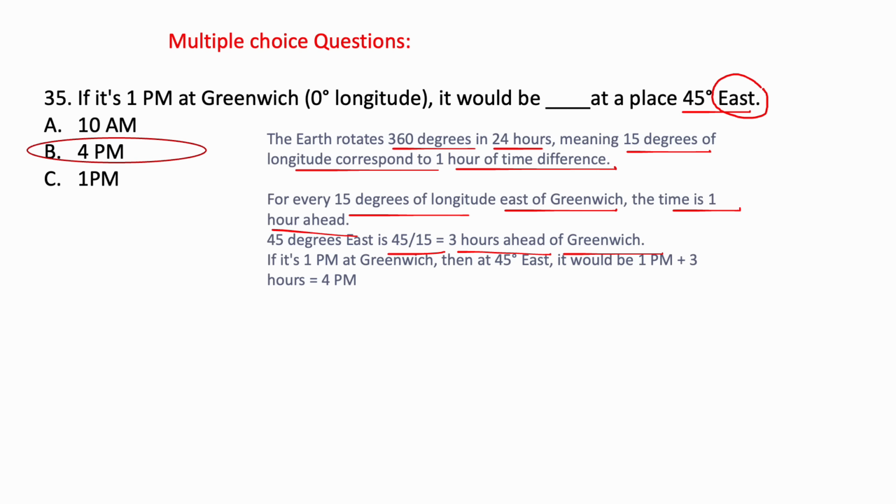If it is 1 p.m. at Greenwich, then at 45 degree east, it would be 1 p.m. plus 3 hours, that is 4 p.m.